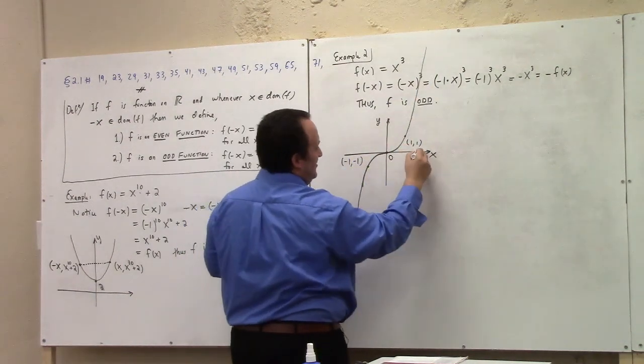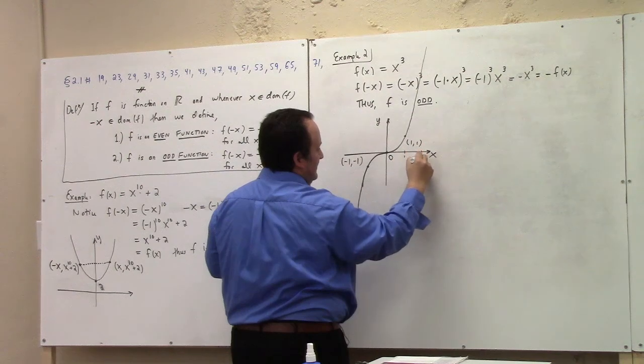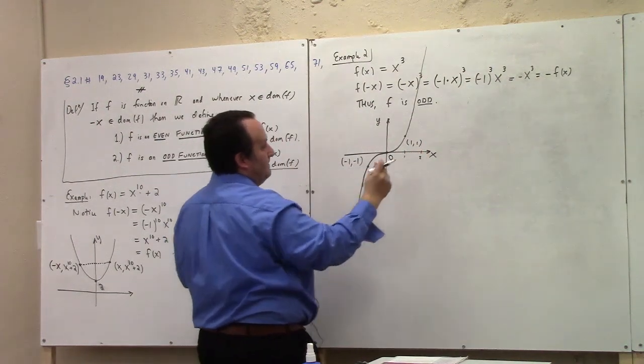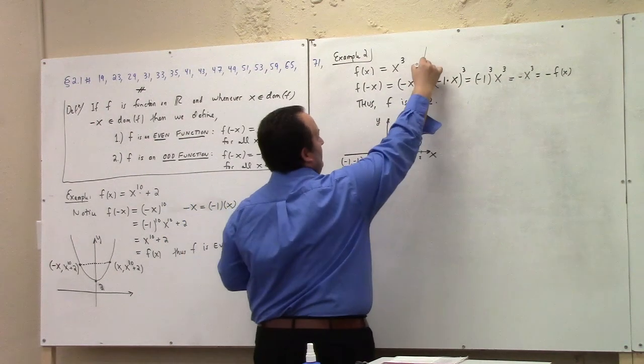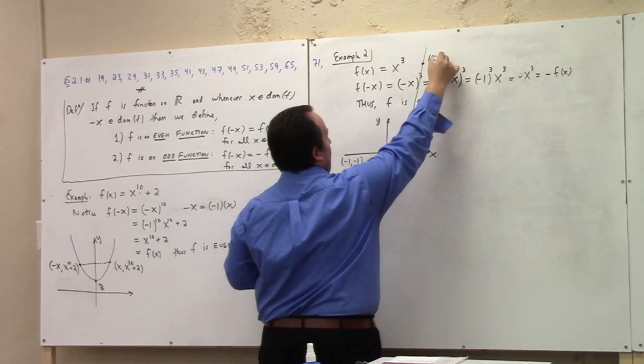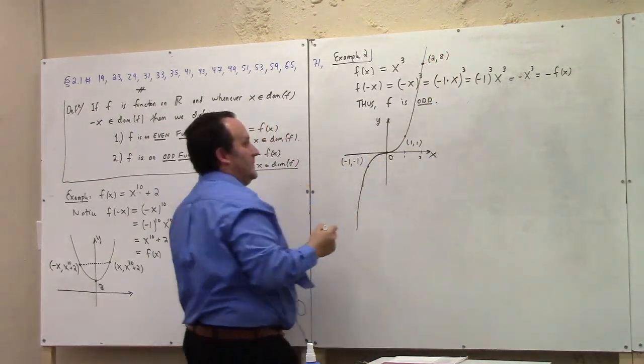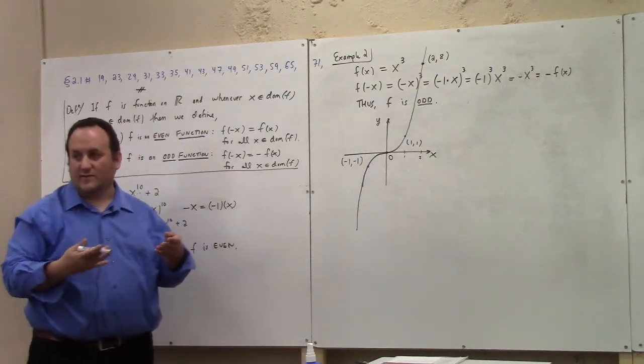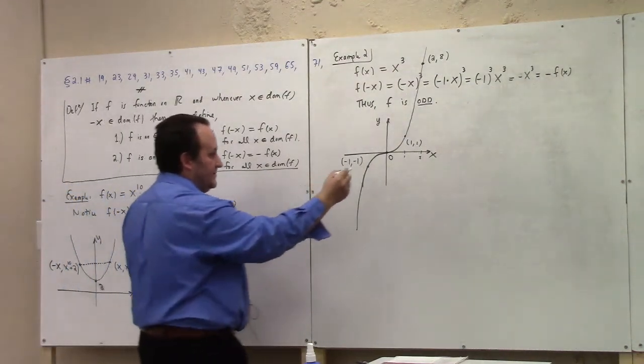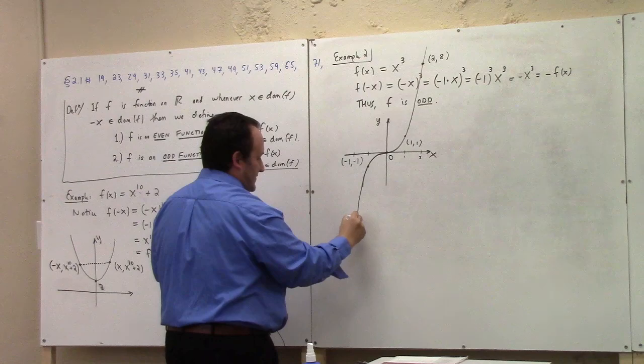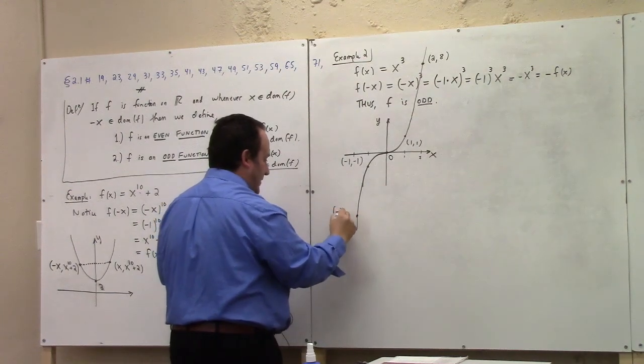By the time we get to 2, where are we? What's 2 cubed? Right, 2 cubed is 8. And down here, if we got all the way to, it's way down there. It's minus 2 comma minus 8.